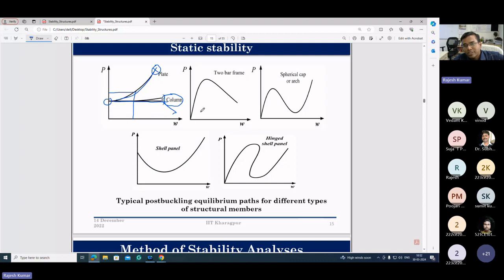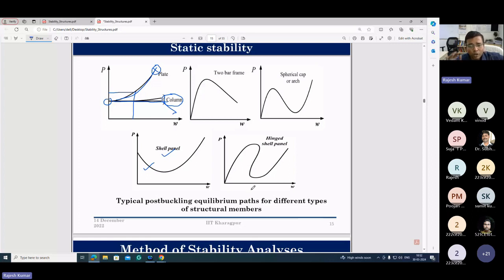This is the 2-bar frame. This is the post-buckling equilibrium path. This is for a spherical cap or arches. This is the type of post-buckling equilibrium path you have. For shell panels, this is the post-buckling equilibrium path. This is known as a snap-through graph. This is known as a snap-back graph.